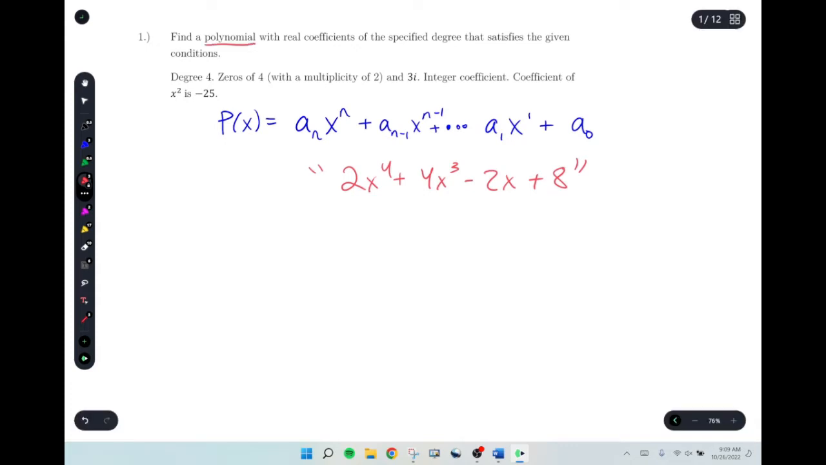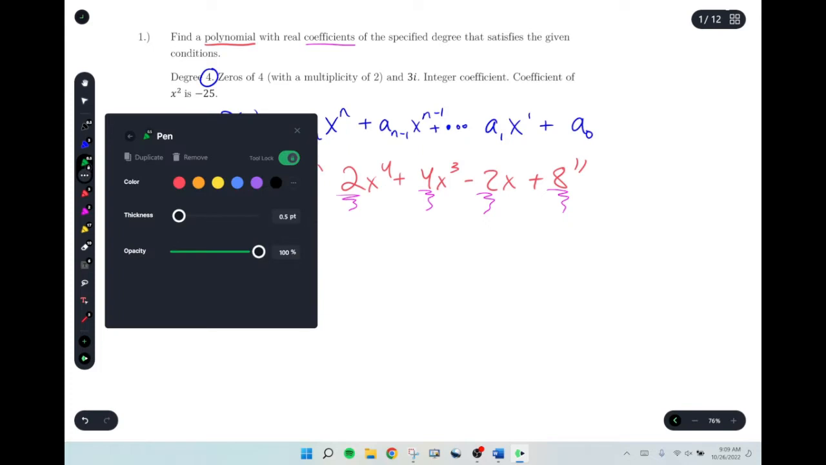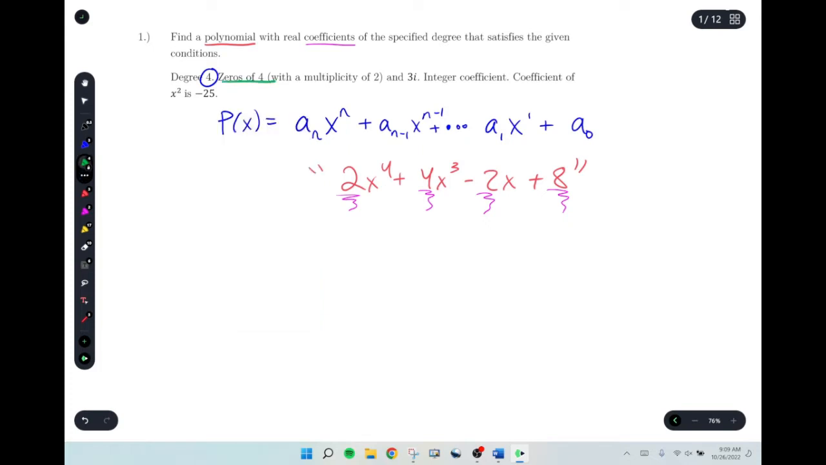Find one with coefficients. We should know those. Actually, let me change that color. We know what coefficients are, right? To the specific degree, so 4, that satisfies these conditions. So it's zeros of, and what are those conditions? Zeros of 4 with the multiplicity of 2 and 3i.